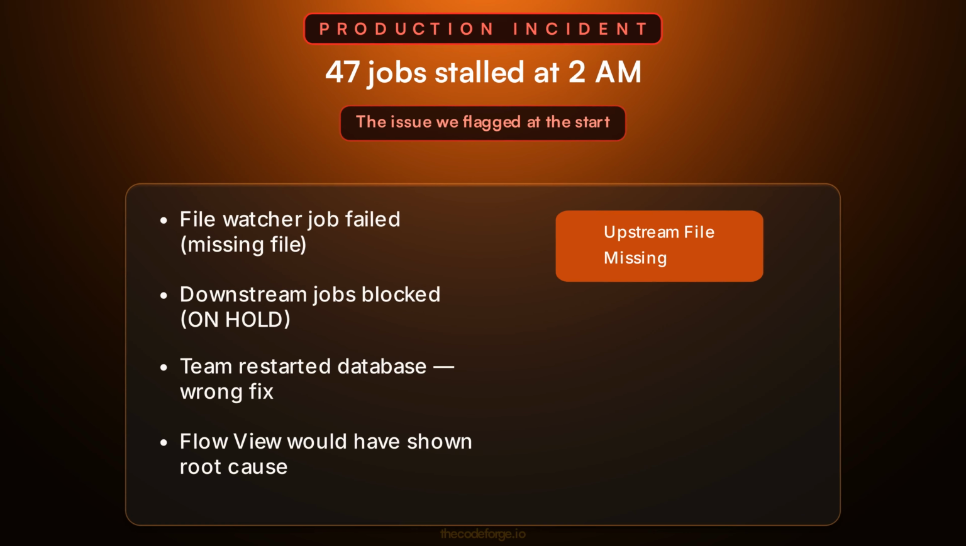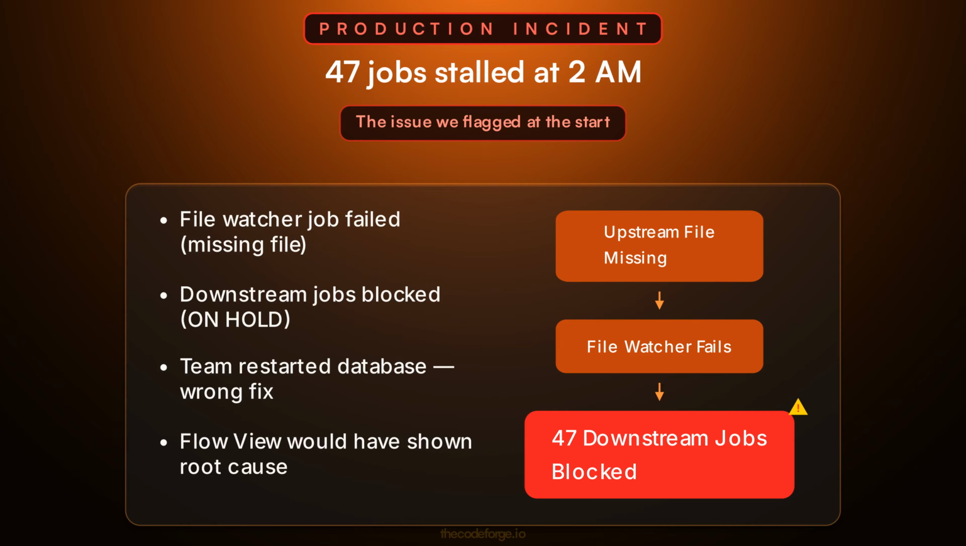This is the same issue we highlighted at the start. Now let's revisit the incident from the hook. At 2 a.m., 47 jobs turned red. The team assumed a database issue and restarted connections. But the real problem was a missing upstream file that a file watcher job depended on. That job failed, and because Flow View wasn't used first, the team wasted time on the wrong fix.